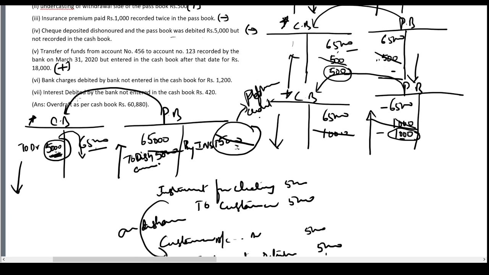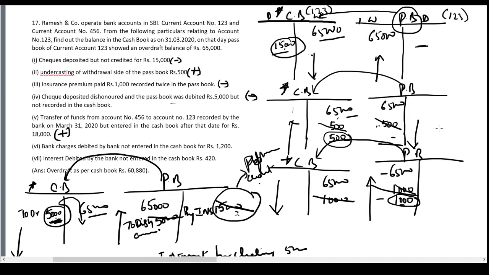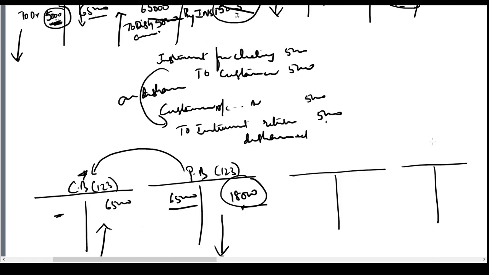Bank charges debited by the bank not entered in the cash book, 1200. Interest debited by the bank not entered in the cash book, 420. Both are of the same nature. So what I'll do is I'll club them. 1200 bank charges and interest debited by the bank not entered in the cash book, 420 rupees.